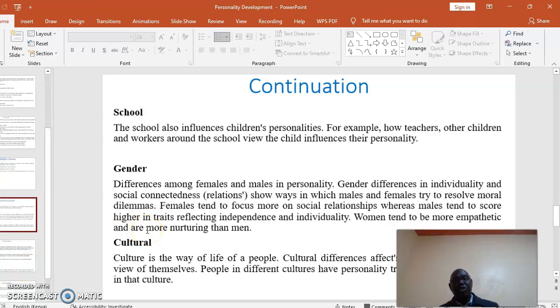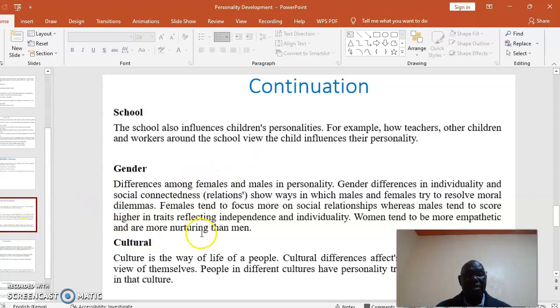Now, as we continue looking at the factors that influence personality development, the other factor that comes out very strongly is the school. The school also influences children's personalities. For example, how teachers, other children, and workers around the school view the child influences their personality.